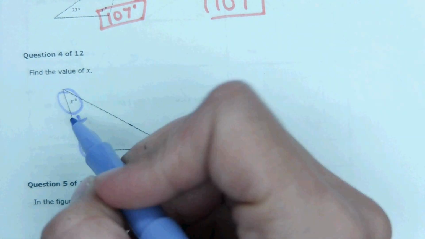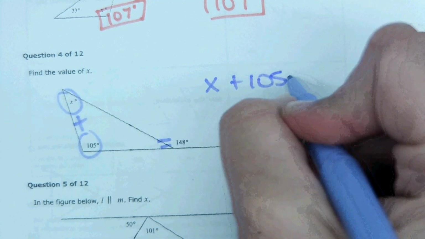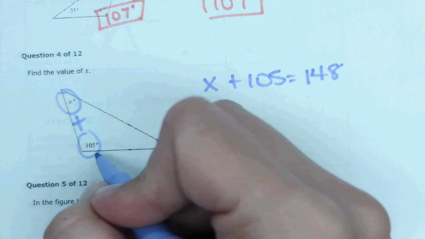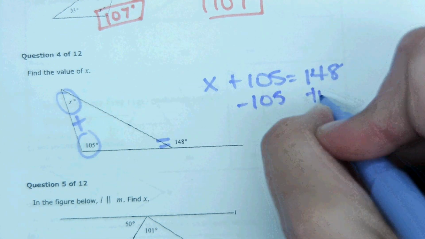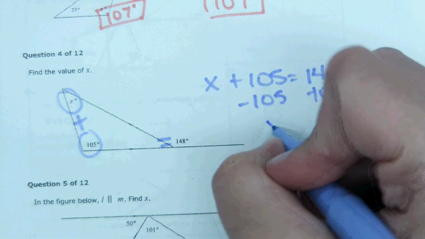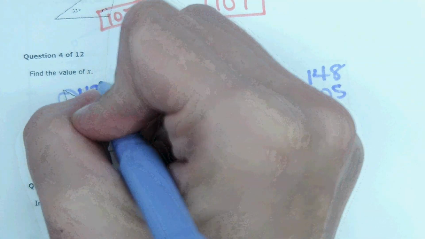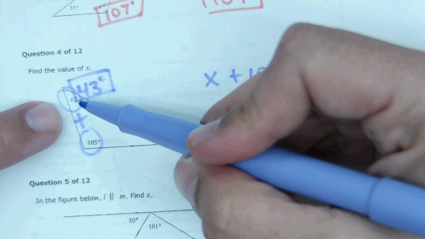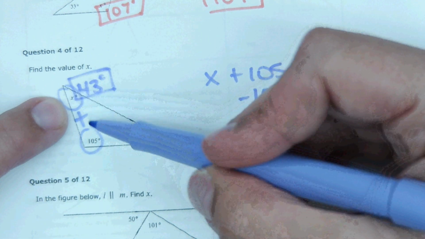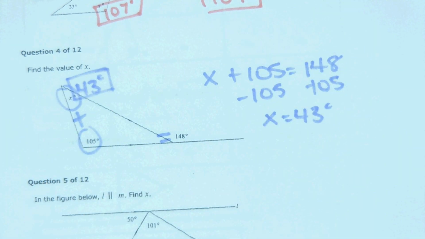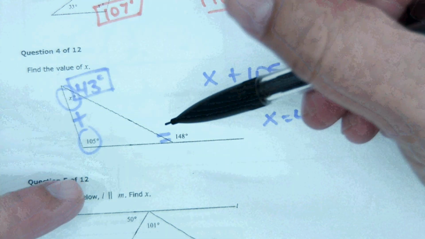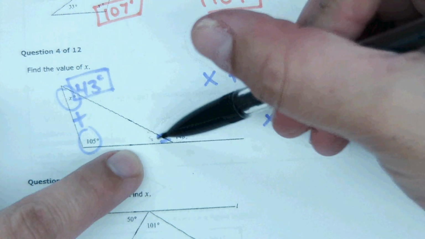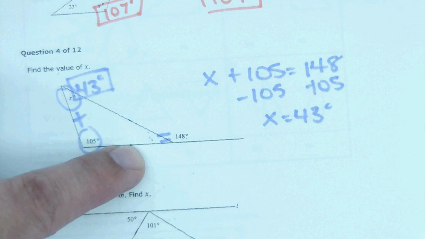Next. Okay, the next one, value of x here. For this one, these two angles add to this angle right here. So you could set up an expression like this to solve for x. This plus this equals that number, so we subtract, and it comes out to x equals 43 degrees.